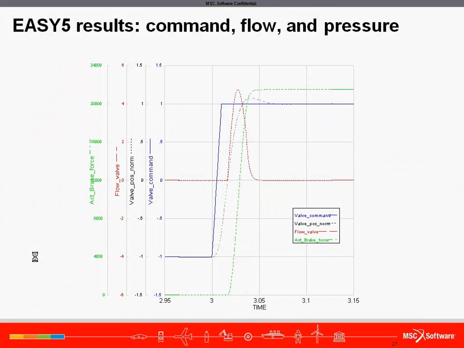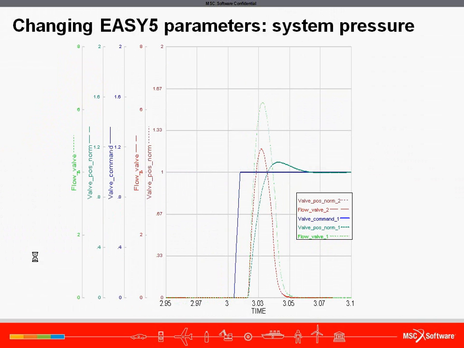Now, if you wanted to further evaluate the design parameters on the EZ5 side and their influence on the system, it is, like it was in Adams, easy to do so. Here, we've changed the relief valve setting in order to up the max system working pressure from 200 to 300 bar. Simulation results for the two system pressures are shown here.